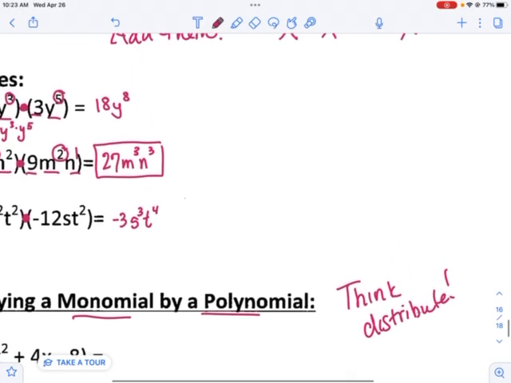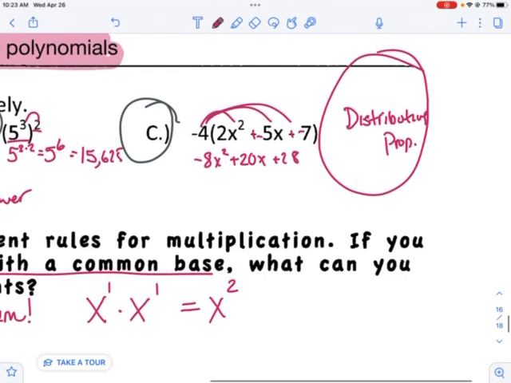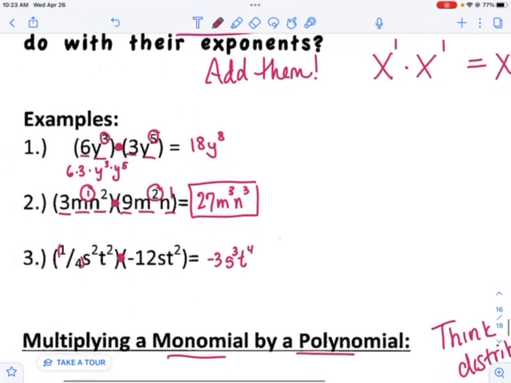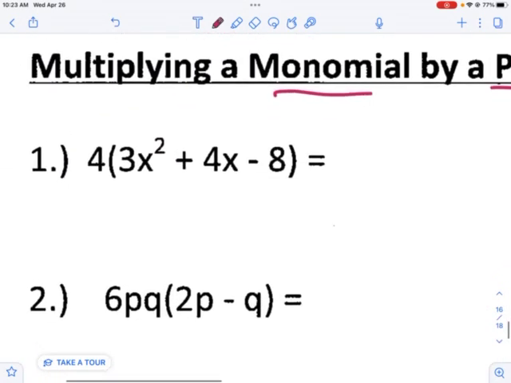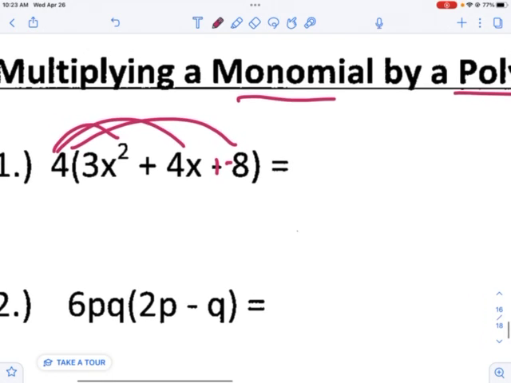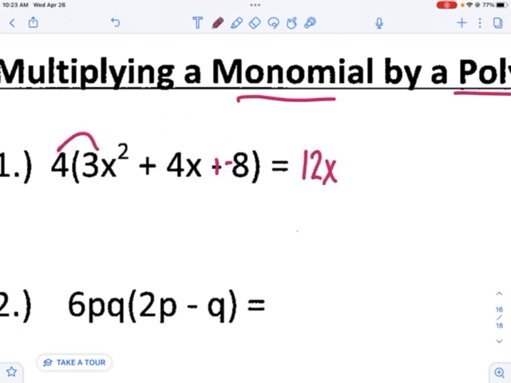Just like we did up in the warm-up problem, right up here where we distributed, do the same thing for number 1. I'll use the pencil mark trick, so I make this a plus -8. And I'm going to distribute to each term. So 4 times 3x squared is 12x squared.